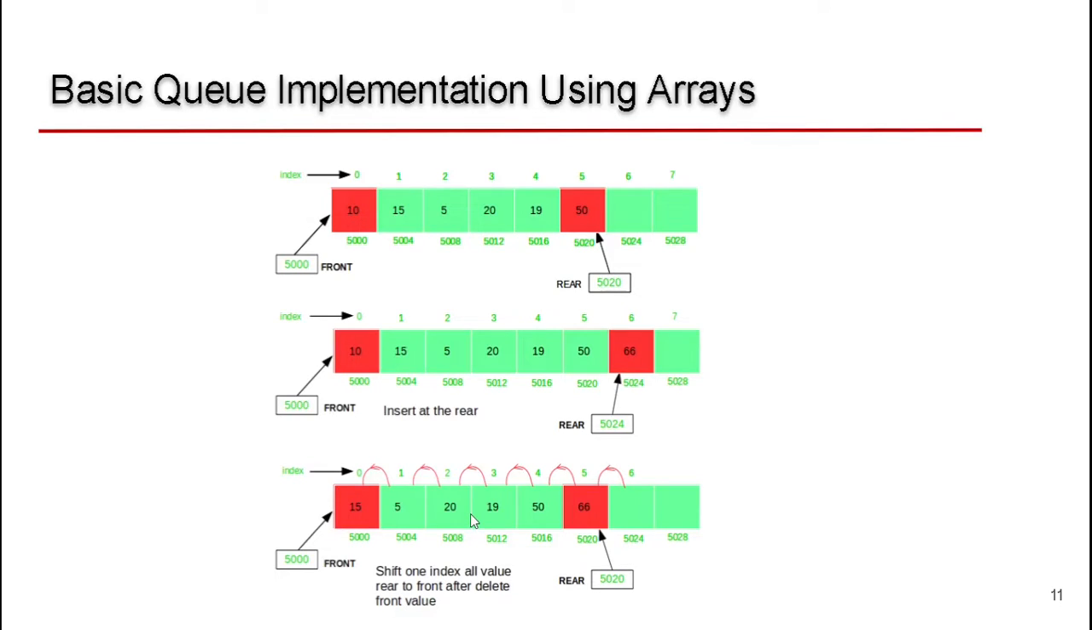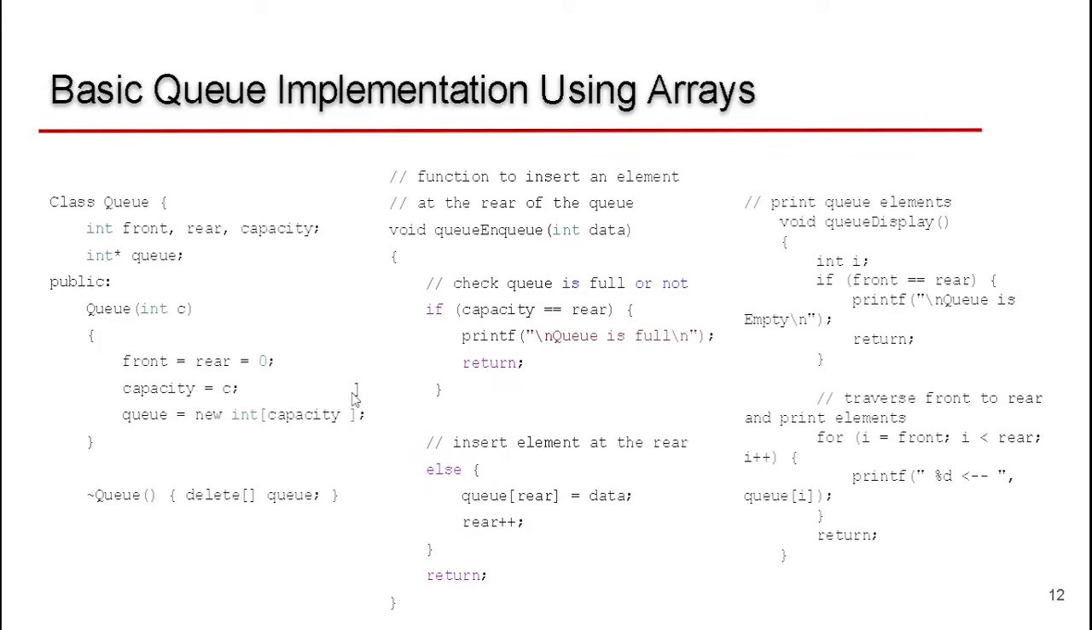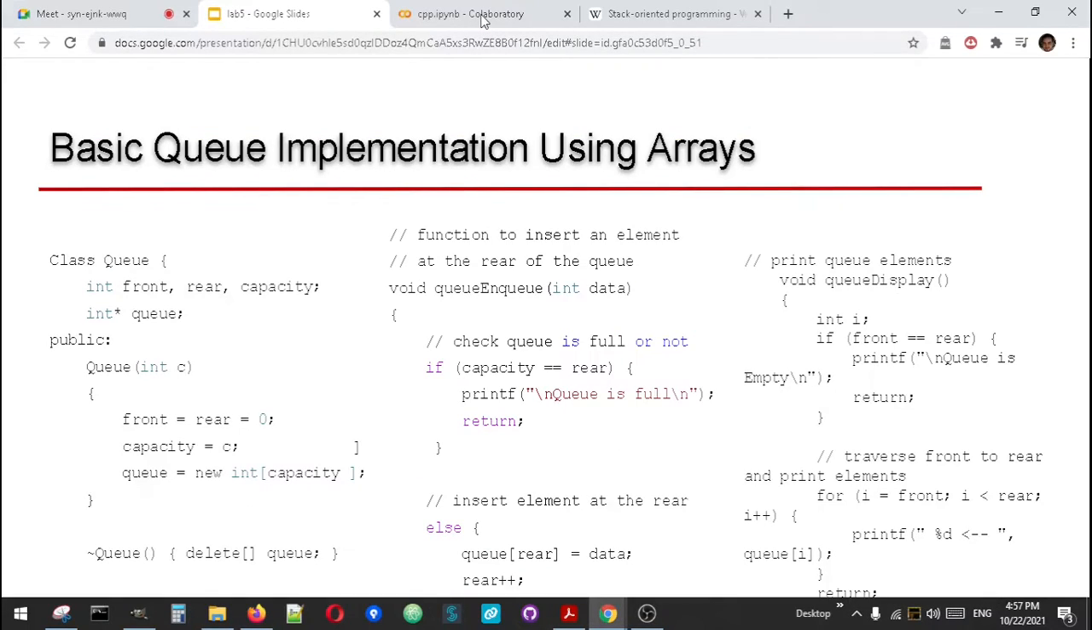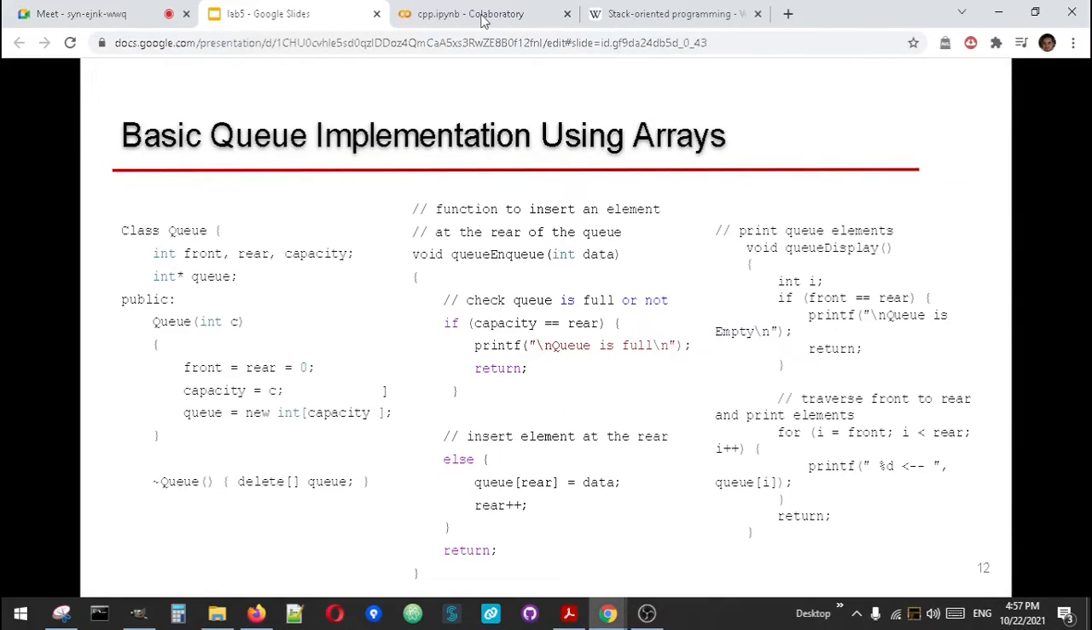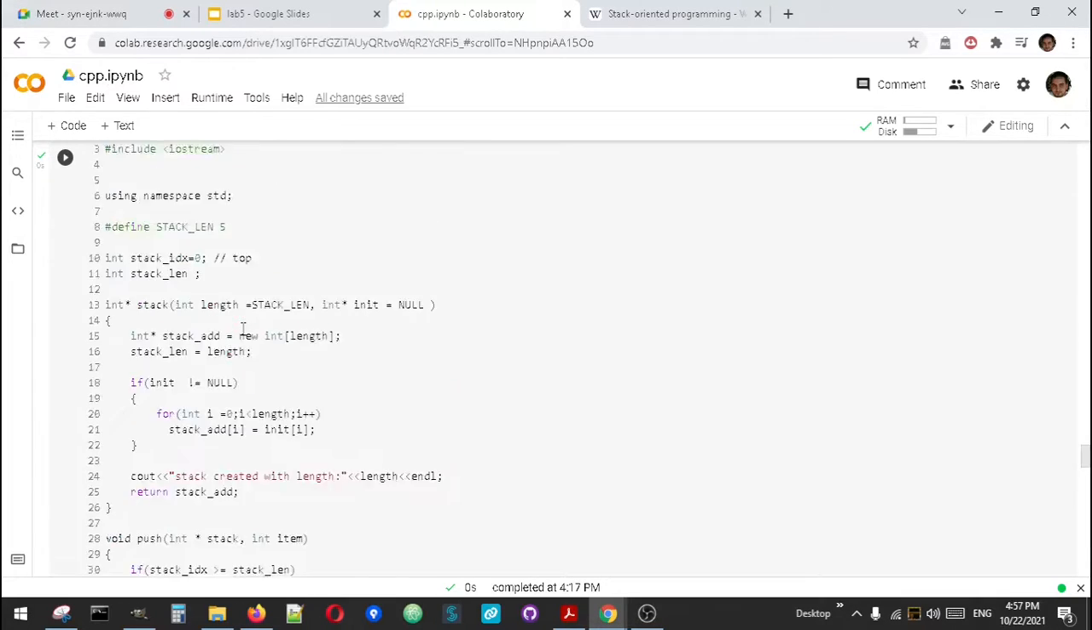So we did a shift. Each item will be shifted by one place when we do the DQ. Here 66 is the InQ, and when we do the DQ, we remove the 10 and shift all the items. So the implementation of the queue is also an array. It's very similar to the stack.